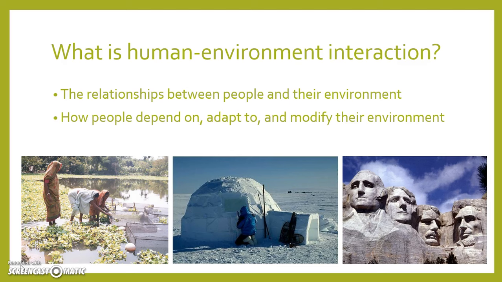First of all, we need to know what human environment interaction is. Very important definition for you. It is the relationship between people and their environment. We are going to study how people depend on, adapt to, and modify their environment. Those are the three different ways in which people interact with their environment.